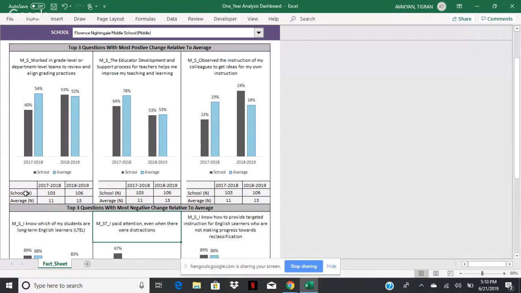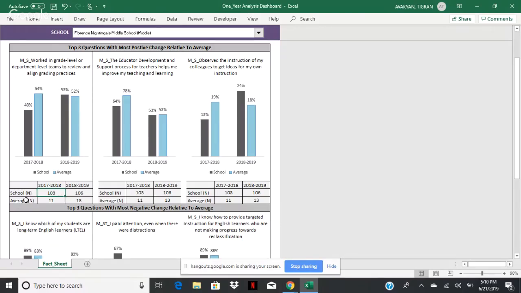On the bottom, we have the sample size. So school N is the number of respondents within that group. So there, you may have had more than 130 responses altogether, but in terms of the number of staff that responded to that survey, it's 103.